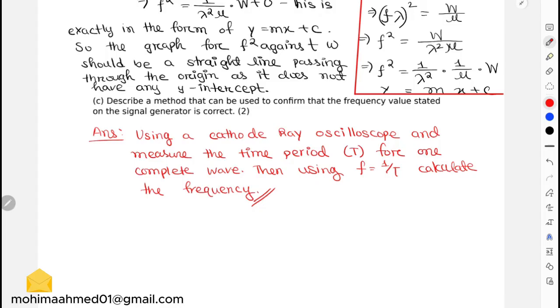Right. Now again, focus on the terms measure and calculate; we're not using them for both cases. We're only using measure when we're going to measure the time period from your graph, from your screen of the cathode ray oscilloscope, because you're not using any calculator or formula for that part. You are manually measuring the time period of a complete wave.